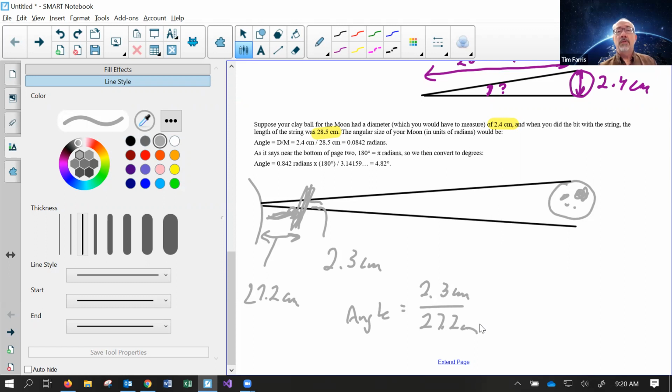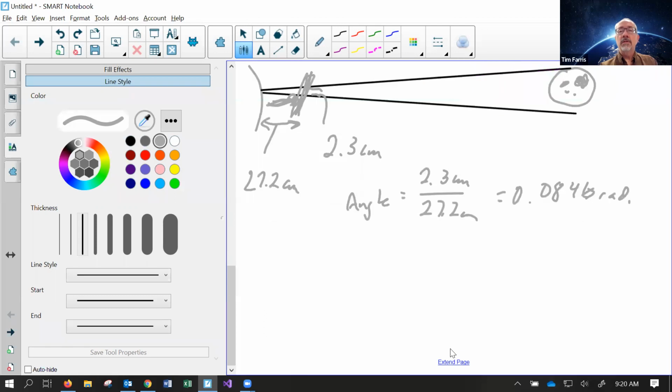That works out to be pretty close to what we got out here. It's 0.0846 radians. And if I want to convert that to degrees, then what I do is I take my 0.0846 radians, multiply it by 180 degrees, divide it by pi radians. And that should be pretty close to what we had for the other one. Yeah, so 4.884 degrees is what I got there.